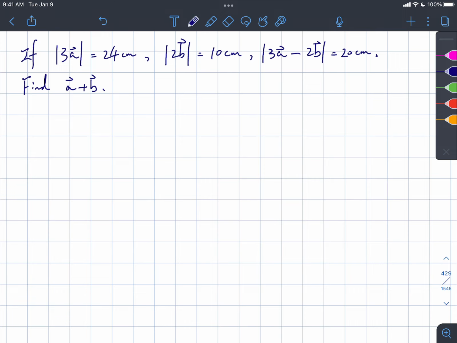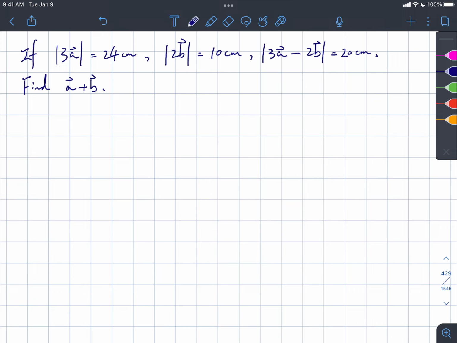Okay, let's look at this question. The question says the magnitude of 3a, where a is a vector, is equal to 24 centimeters. The magnitude of 2b, b being another vector, is equal to 10 centimeters. And the magnitude of 3 times a minus 2b is equal to 20 centimeters. We've got to find the vector a plus b.